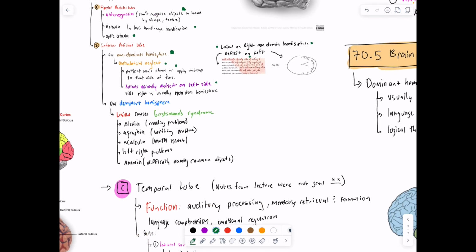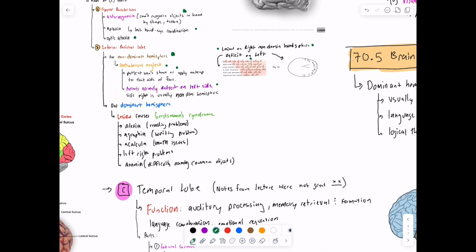If you're on the dominant hemisphere, which again is typically the left side, a lesion is going to cause Gerstmann syndrome. You'll have difficulty reading, writing problems, math issues. So alexia is difficulty reading, agraphia is difficulty writing, acalculia is math issues, calculus, right? Left-right problems, and then anomia is difficulty naming common objects, right?